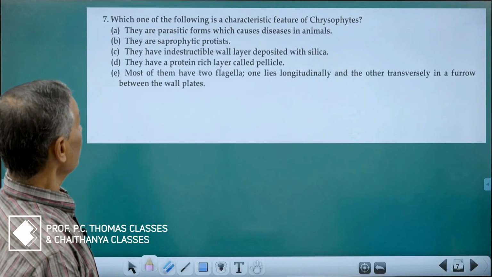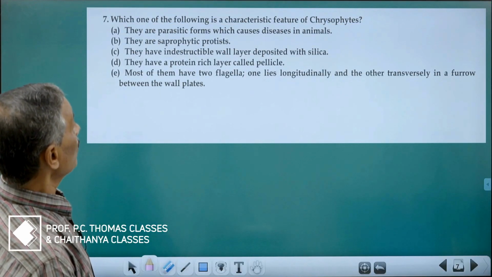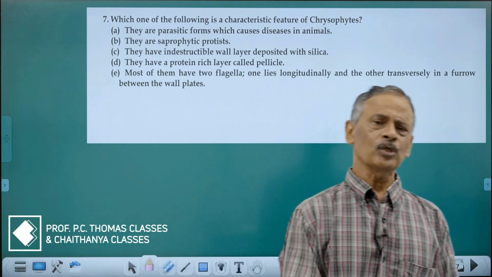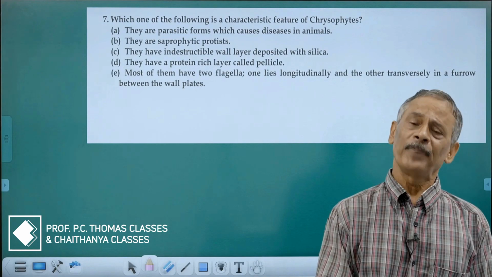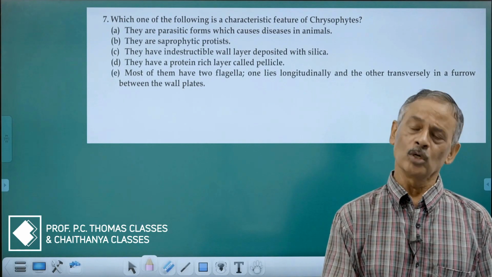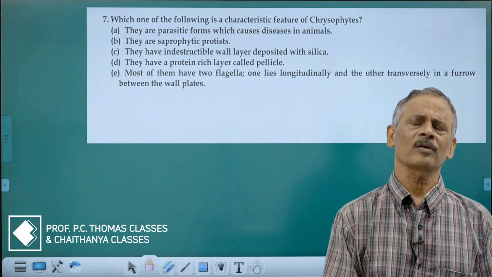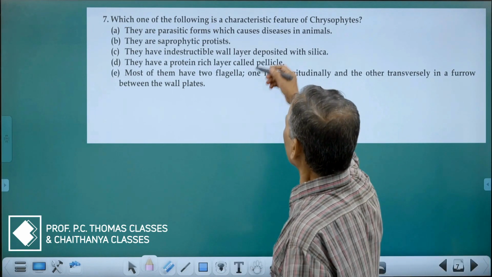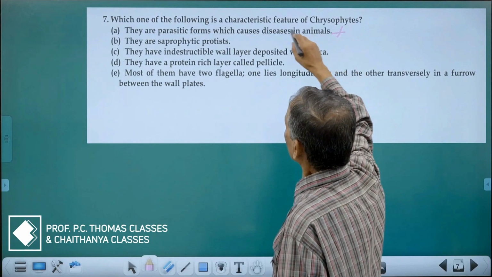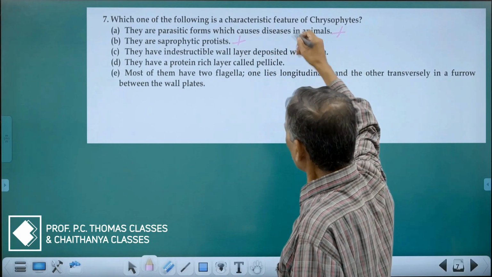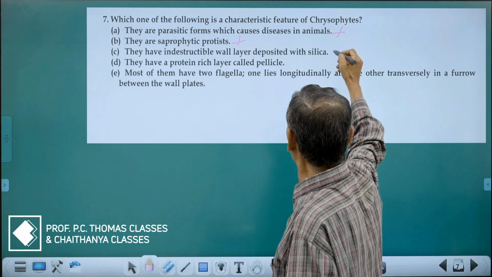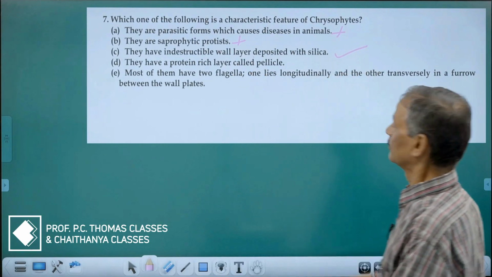Which one of the following is a characteristic feature of chrysophytes? Chrysophytes are protistans, which all have pigments. They are all autotrophic, mostly seen in the sea, and also present in freshwater. What is their characteristic feature? They are parasitic forms? No. They are saprotrophic forms? No. They are autotrophic. They have an indestructible cell wall deposited with silica.